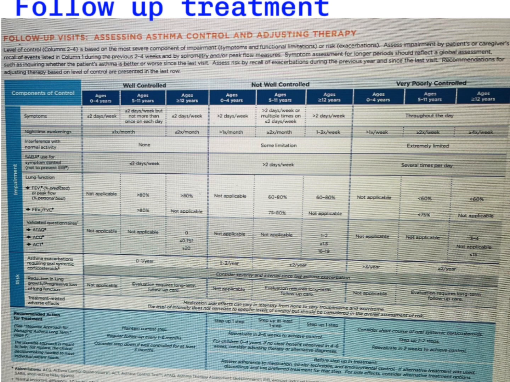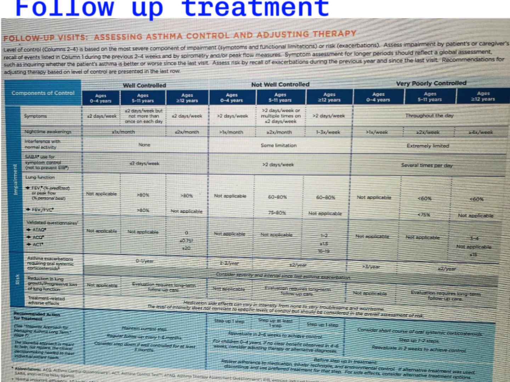After the treatment, we have to assess the patient, and depending upon the assessment, we classify them into well-controlled, not well-controlled, and poorly controlled asthma. Well-controlled means the respiratory symptoms, cough, shortness of breath, wheezing would be less than 2 days a week, and their FEV1/FVC ratio or FEV1 will be greater than 80%. And SABA use will be less than 2 days a week, and there will be no activity limitations.